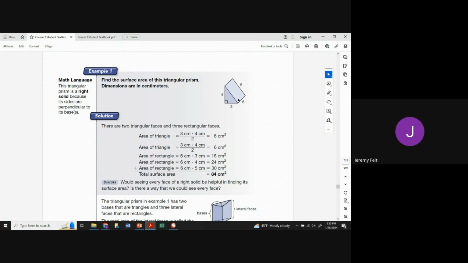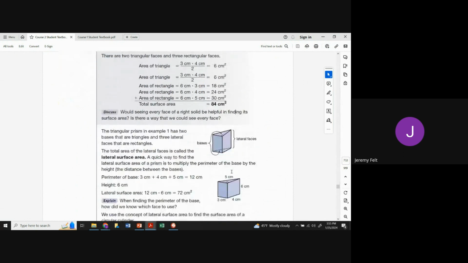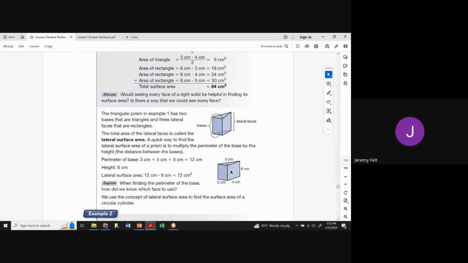This is a 5 by 6 rectangle, so that's 30. The base here would be 3 times 6, which is 18. And then the side over here to the left we can't see would be 4 times 6, so that'd be 24. Then we add up all of those and we get 84 square centimeters. It's still area, 2-dimensional, even though it's a 3-dimensional object. Surface area is still our units squared. So 84 square centimeters.